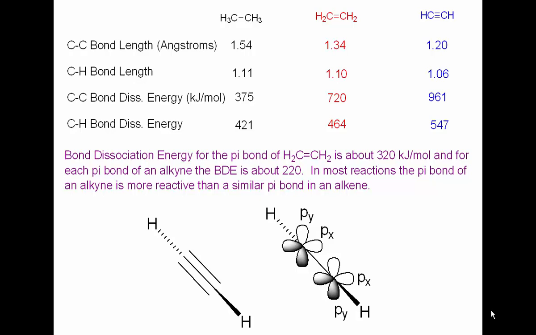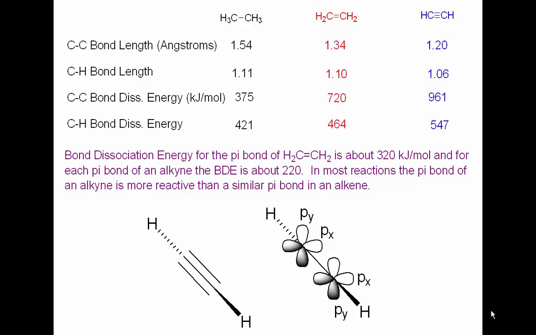Okay, so alkynes, remember, are compounds that contain a carbon-carbon triple bond. Back in chapter 5, we looked and saw that the bond association energy for the pi bond of an alkene is about 320 kilojoules per mole. But for each pi bond of an alkyne, the bond association energy is comparatively weaker, only about 220. Now there's two of them, but each pi bond itself is comparatively weaker than the pi bond of an alkene.